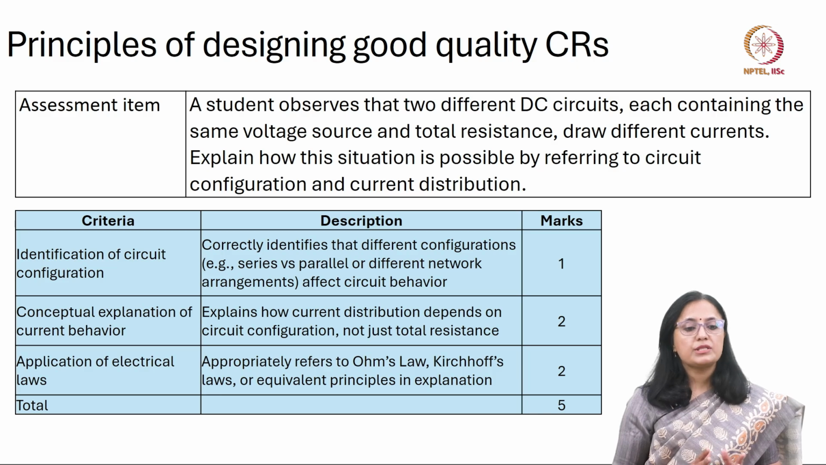The second is conceptual explanation of the current behavior. If a student is able to explain how the current distribution depends on the circuit configuration and not just the total resistance, that is, how the resistances are connected also affects the circuit behavior, then 2 marks are allocated to it.